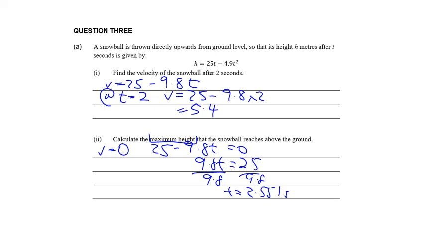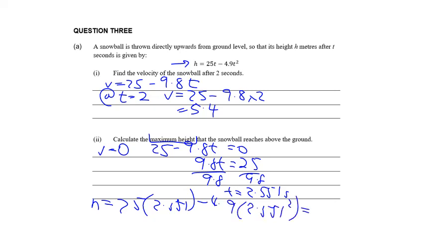Have I calculated the height? No. What have I calculated? The time when the maximum height is. So how am I going to get my answer? Substitute back into here. The height is going to be 25 lots of 2.551 minus 4.9 times 2.551 squared. That gives you a maximum height of 31.89 meters. So units not needed. Again, the word maximum. There is your achieved tip. There is your merit tip. Okay.